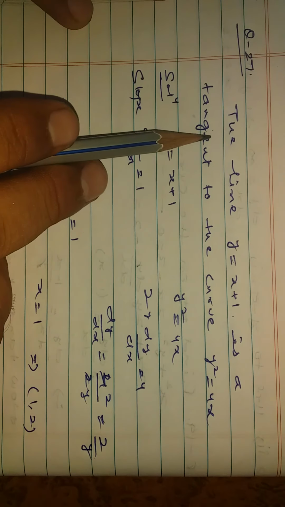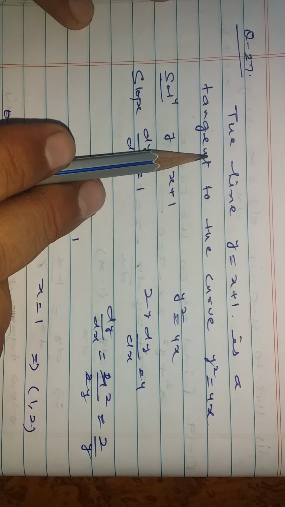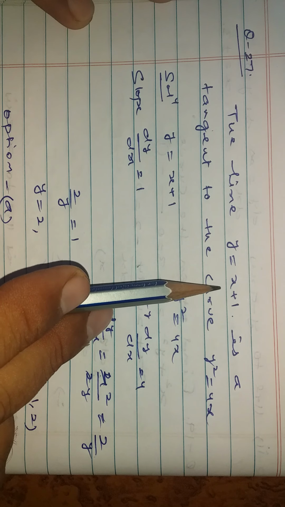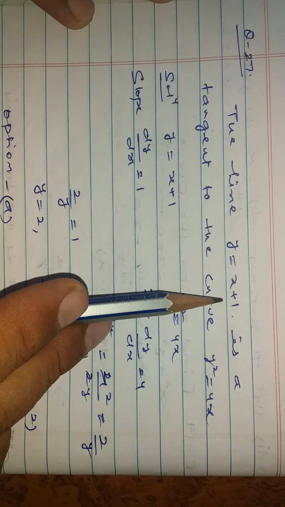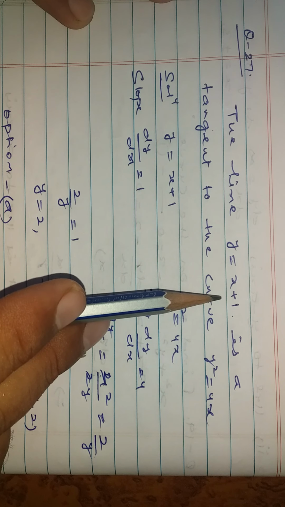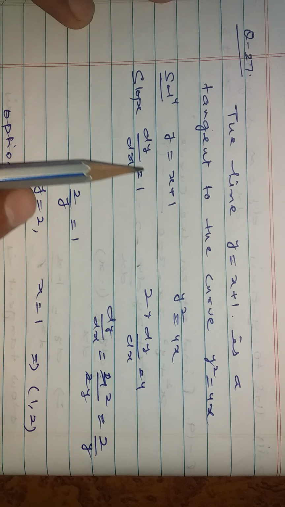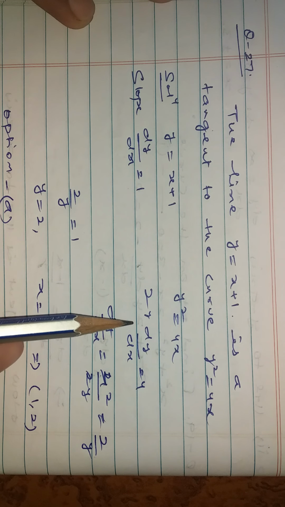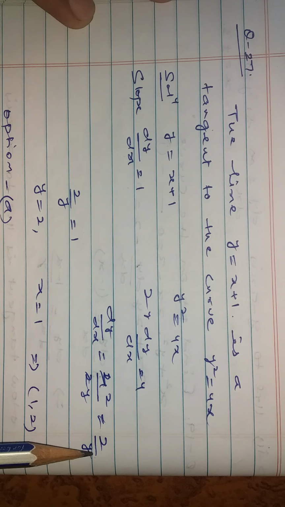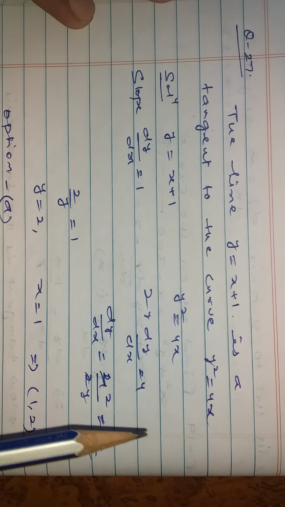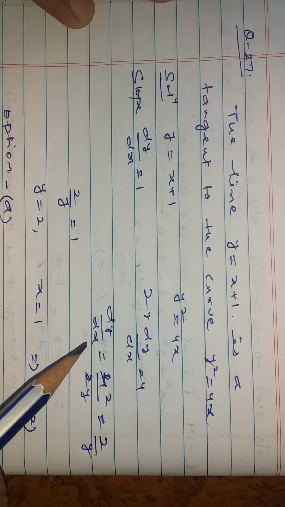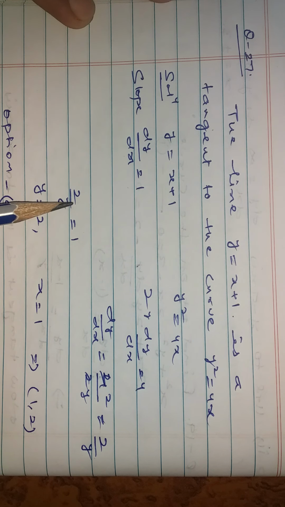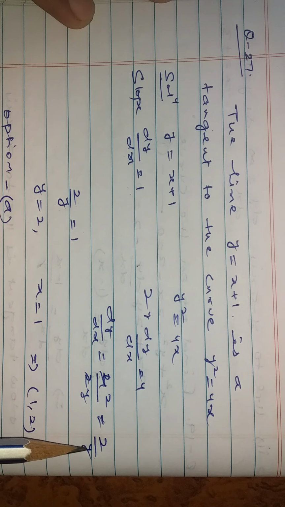The last question is question number 27. You are given an MCQ type. The line y is equal to x plus 1 is a tangent to the curve y square is equal to 4x. First we have the line; differentiate this, we get 1. Then we have the curve; differentiate this, dy by dx is 2 by y. Now the line is tangent to the curve, so at the same point their slopes will be the same. So 2 by y must be equal to 1.